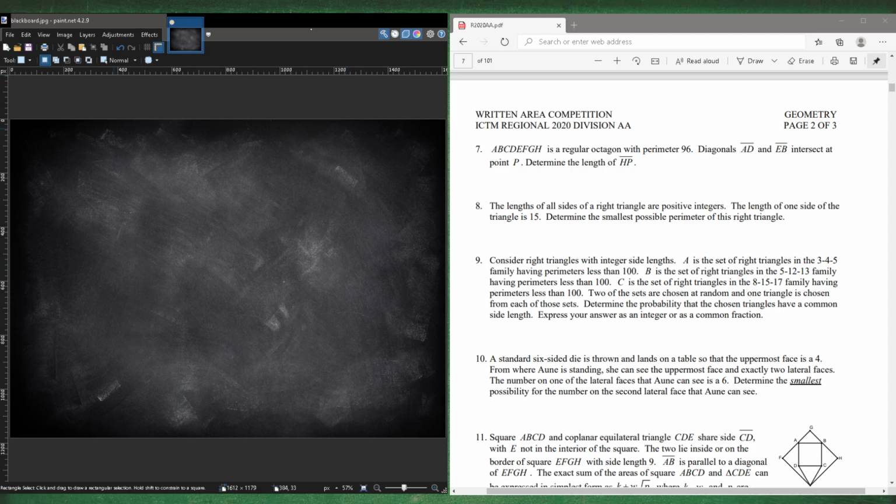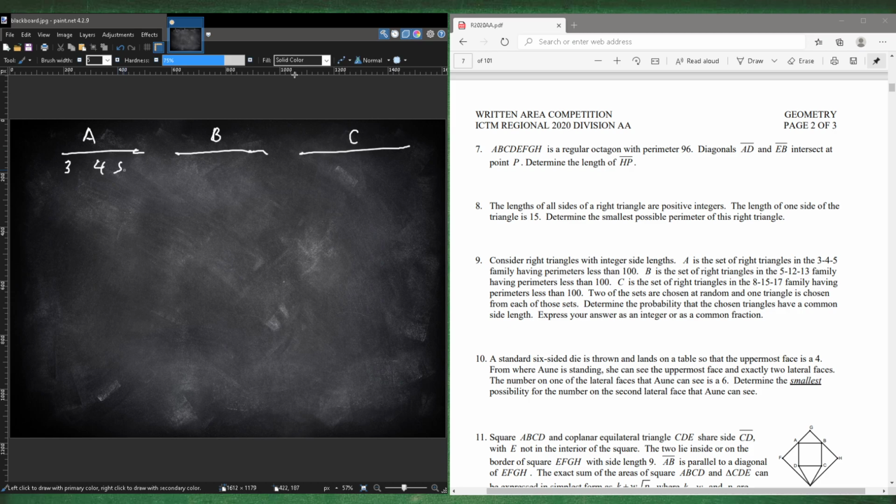Okay, so we have three sets, A, B, and C. For A, we have the 3, 4, 5. Our B is the 5, 12, 13. And our C is the 8, 15, 17. Okay, so it has to be less than 100, so let's just add them up.